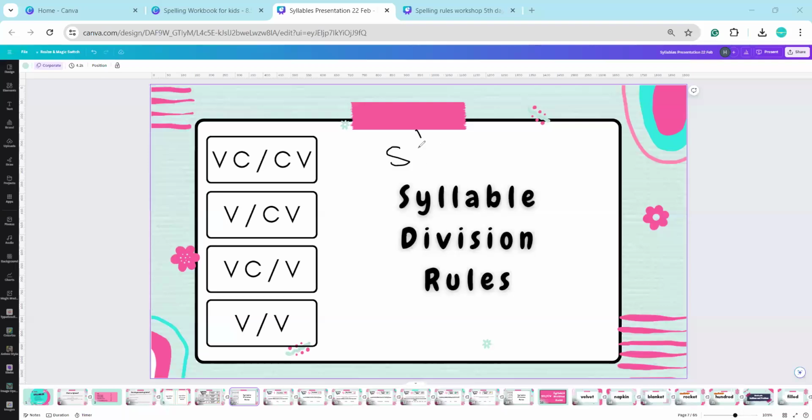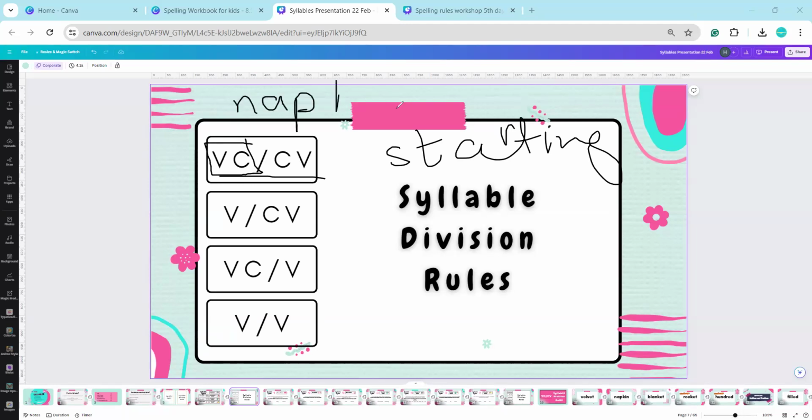The starting point of breaking the words into syllables is this pattern: VC CV. What does it mean? That you have to introduce first the closed syllable words and then we'll move on. For example, if your word is napkin, count from the vowel. This is a vowel, this is a consonant. Then we have another. Isn't it clear?